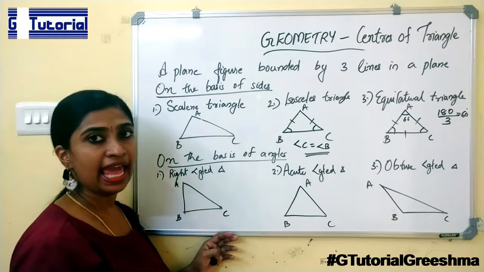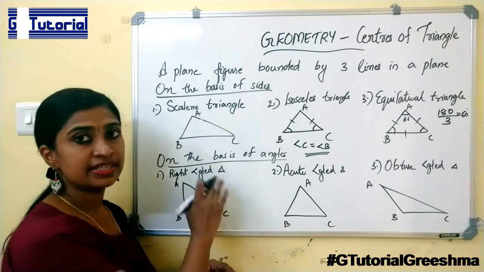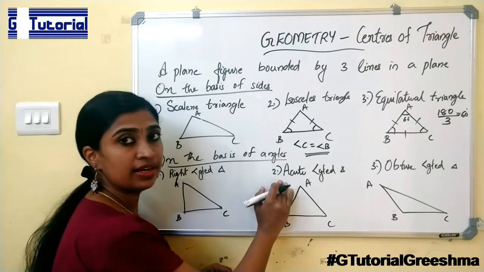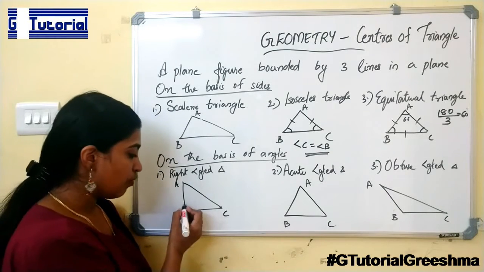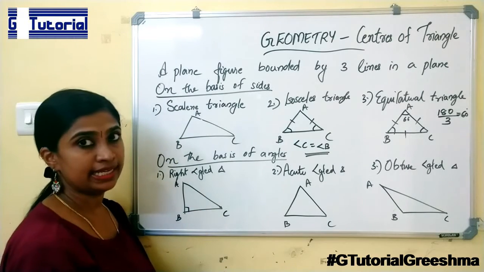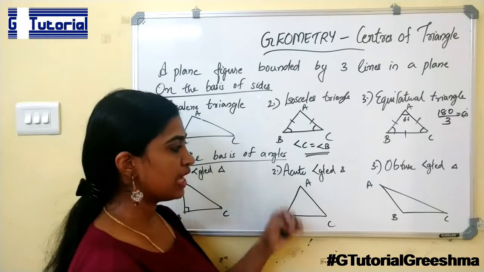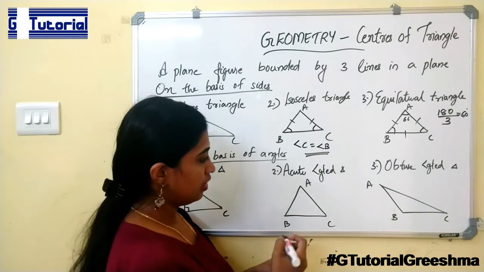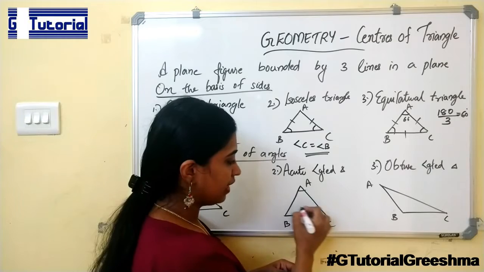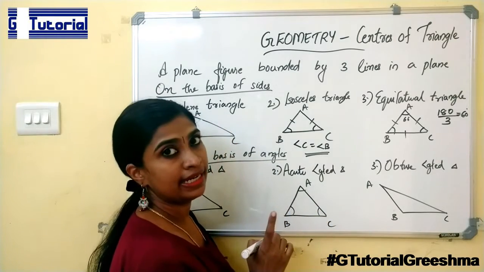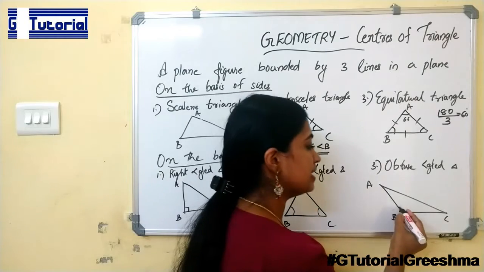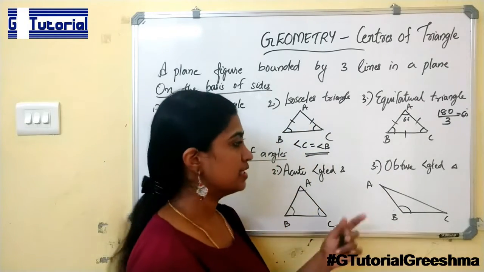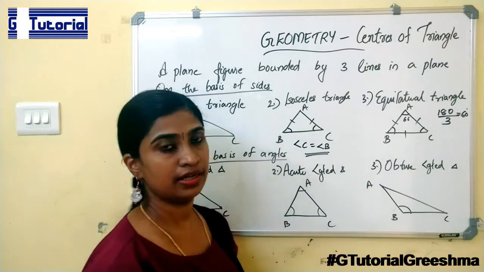On the basis of angles, the triangles are classified as right angle triangle, acute angle triangle and obtuse angle triangle. In case of a right angle triangle, one of the angles is always 90 degree. And in case of acute angle triangle, all angles are greater than 0 degree but less than 90 degree. And in the case of obtuse angle triangle, any one of the angles is greater than 90 degree. Such a triangle is called obtuse angle triangle.